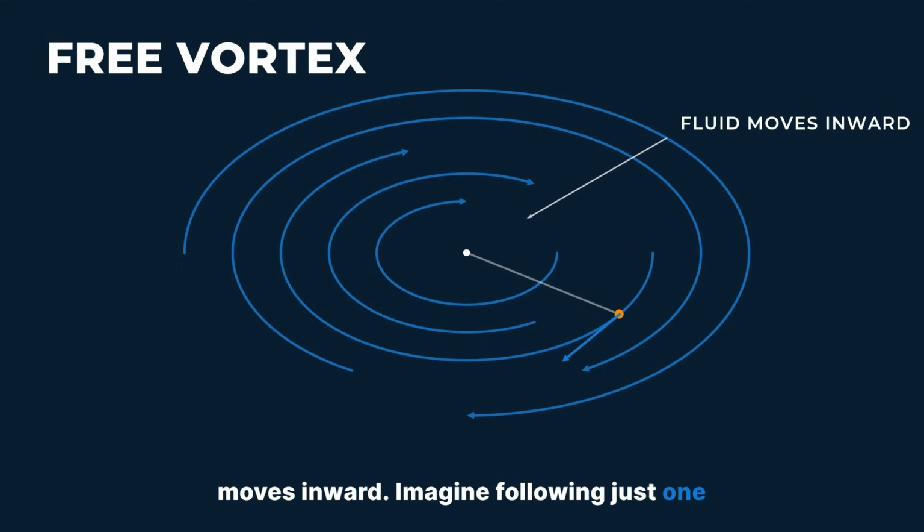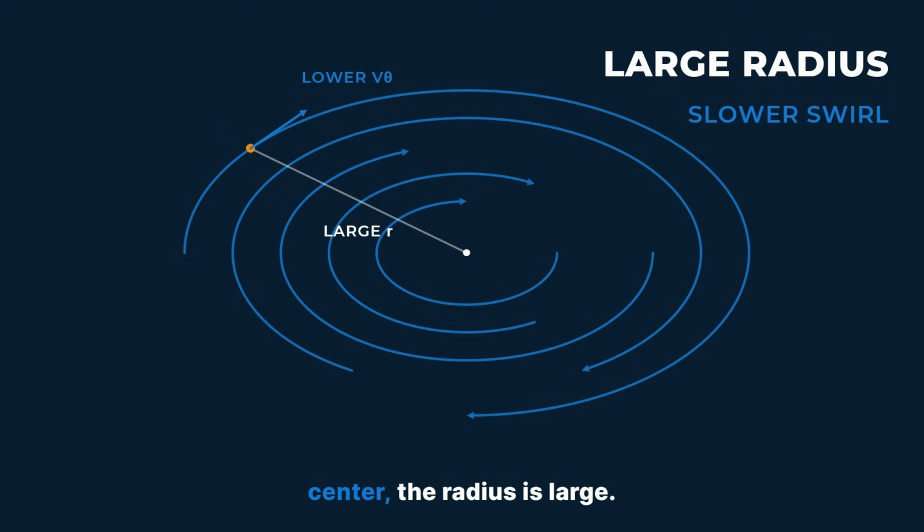Fluid moves inward. Imagine following just one small particle of water. At first, it is rotating relatively far away from the center of the vortex. Now allow that particle to move inward. The distance between the particle and the vortex center becomes smaller. That distance is what we call the radius. Large radius: when the particle is far from the center, the radius is large. At this location, the tangential or swirling velocity is relatively lower. So we have a large radius and a comparatively slower swirl. Keep this condition in mind.